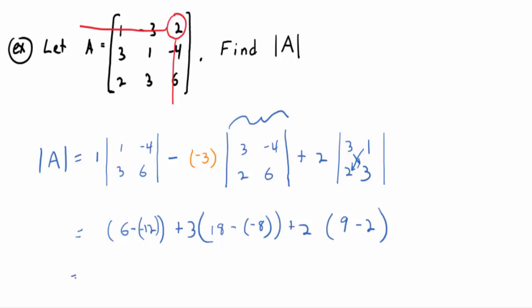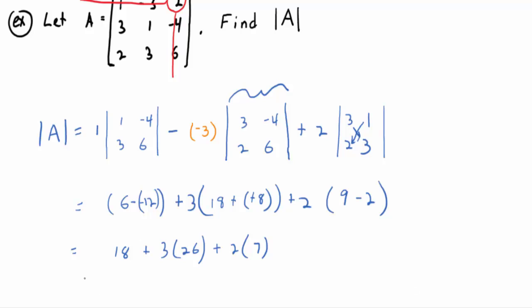Okay, so this is going to be what? 18, 6 minus negative 12, 18. And then this is plus 3 times what, 26? And then this is what, 2 times 7? What does that turn out to be? It turns out to be 18 plus what, 78 plus 14. If you do that calculation, it does turn out to be 110.